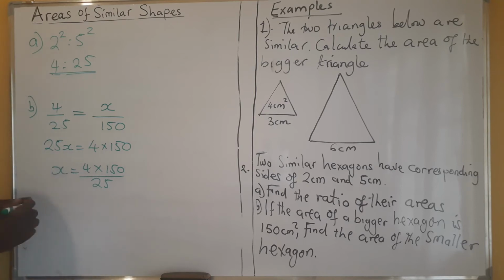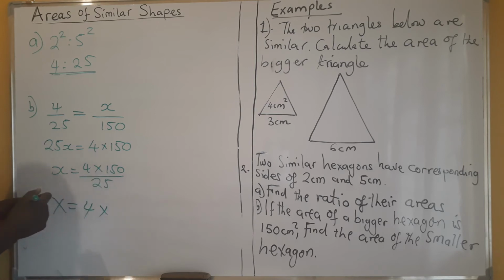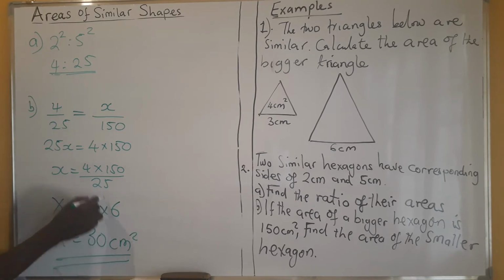All right. So that is what we are trying to talk about here. So we say 4 multiplied by 150 over 25 is what? 25 into 150 is 6. And this one gives us what? 30 centimeters squared. Then you multiply, then you get this one as your answer.